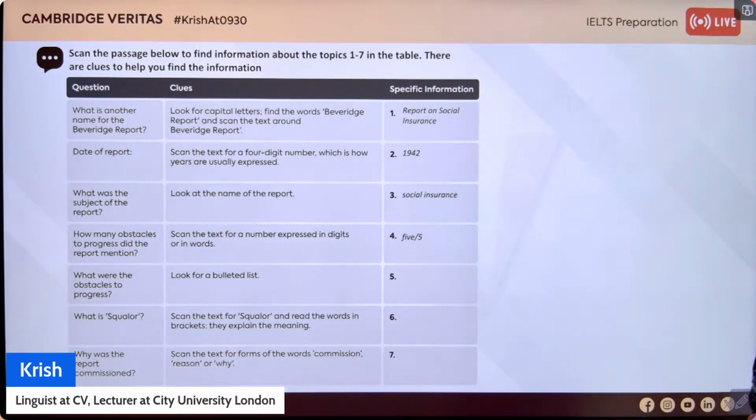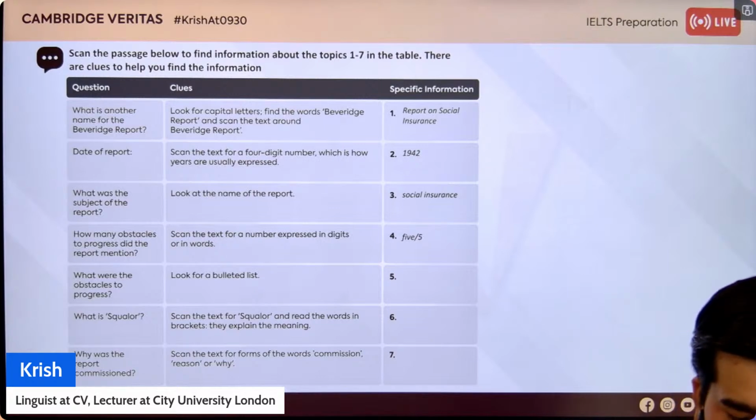What were the obstacles to progress? Bulleted list has the answer. Yes, Sahana, both are right. Thank you.